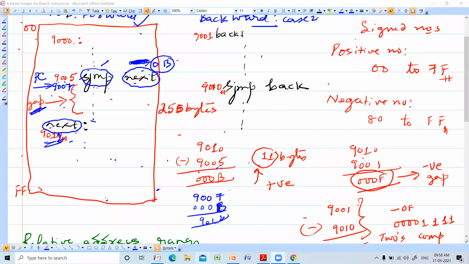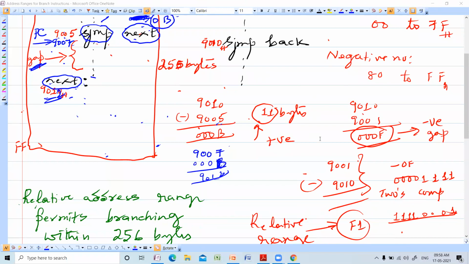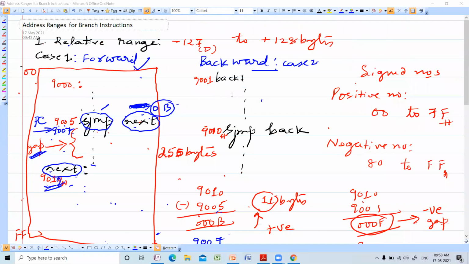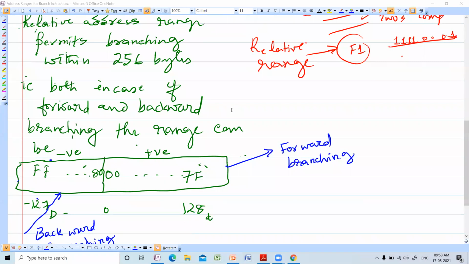So now let us take the next example. How can you get back 9001? For 9010, you just add 000F. You are going to get this. So that also you can verify.